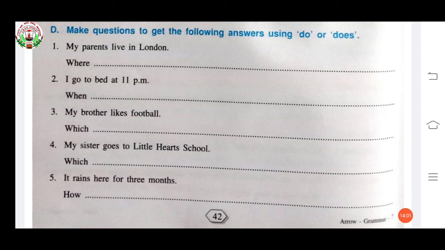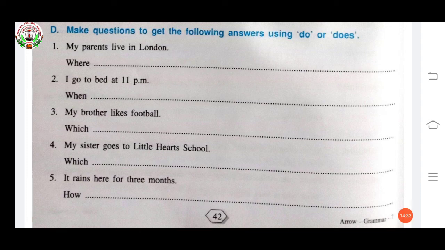Third, my brother likes football. Which sport does your brother like? Here you can see does comes: does your brother, because his brother is third person. So, which sport does your brother like? Question mark. My sister goes to Little Heart School.